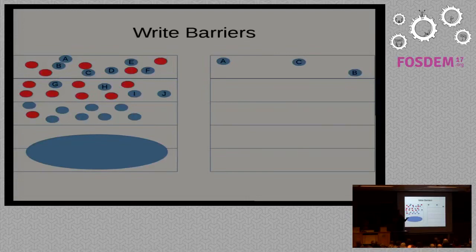This isn't that painful, right? There are other collectors out there that are concurrent collectors, and they have to copy things on read. We don't have to copy things on read, we only copy them on writes. And writes are less frequent than reads.